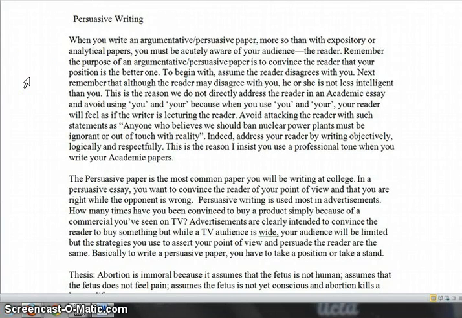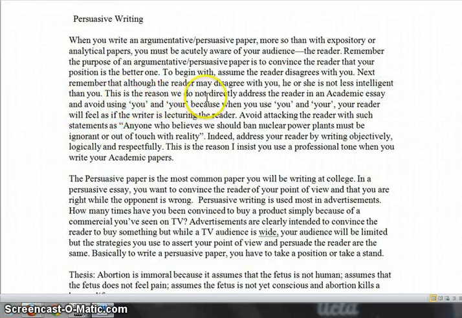Persuasive writing. When you write an argumentative or persuasive paper, more so than with expository or analytical papers, you must be acutely aware of your audience, the reader. Remember, the purpose of an argumentative paper is to convince the reader that your position is the better one. To begin with, assume the reader disagrees with you. Next, remember that although the reader may disagree with you, he or she is not less intelligent than you.